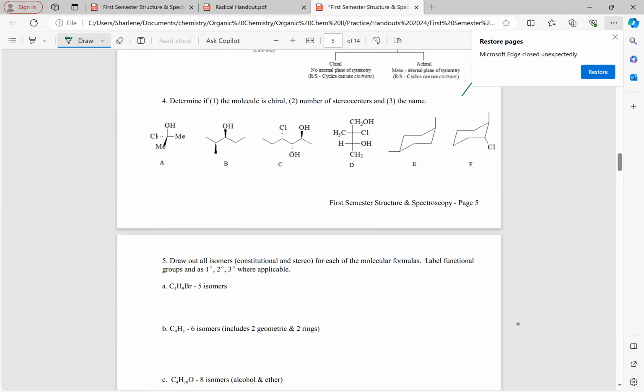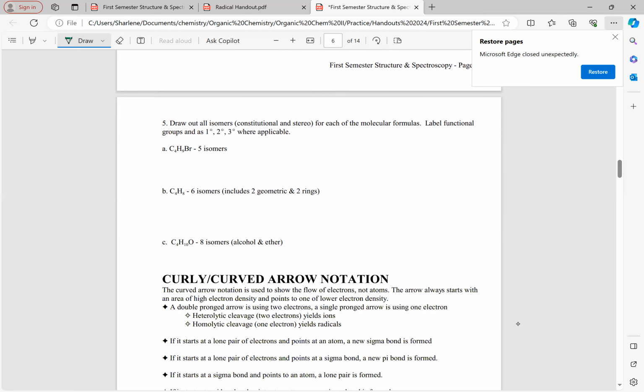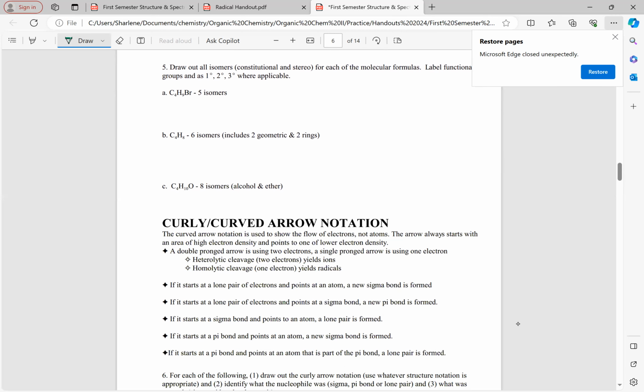And then naming was a long time ago, but determine if the molecule is chiral, the number of stereocenters, and then also the name. That is a really nice review. All right, and then just a few questions. Can you draw out every different possible type of isomer? And we're just going to do this first one.